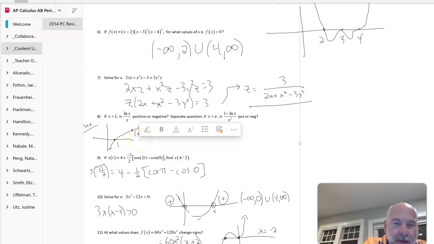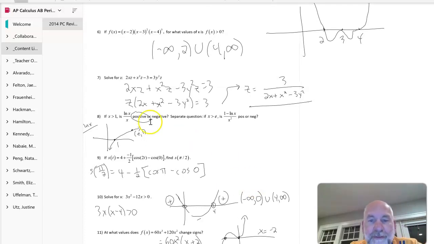So therefore, this thing is going to be positive. Positive divided by positive is going to be positive. Separate question, if x is bigger than e. Natural log goes through (e, 1), so natural log x is going to be a number bigger than 1. And so 1 minus natural log of x is going to be a negative number, because it's 1 minus something bigger than 1, divided by a positive. It's going to be negative.